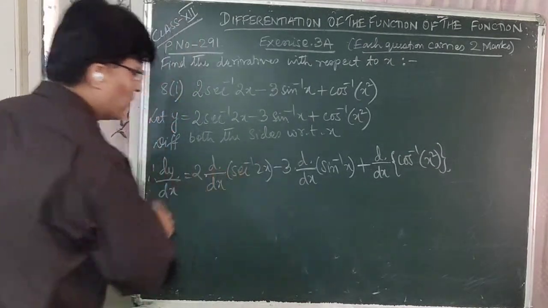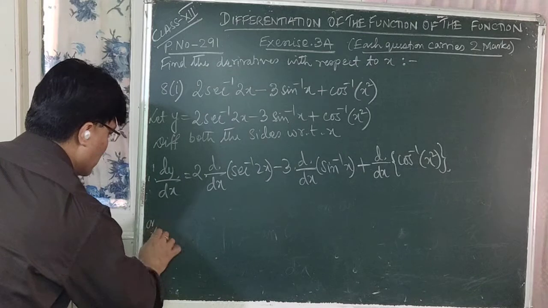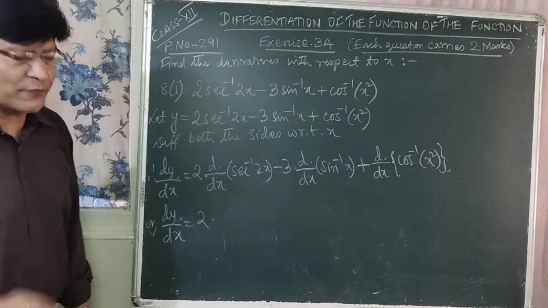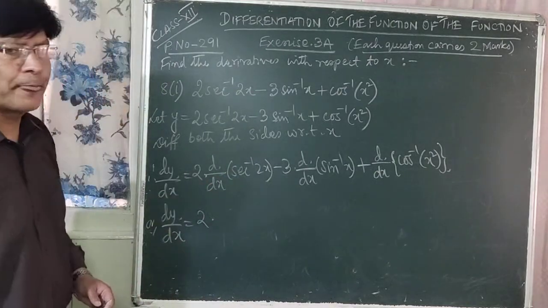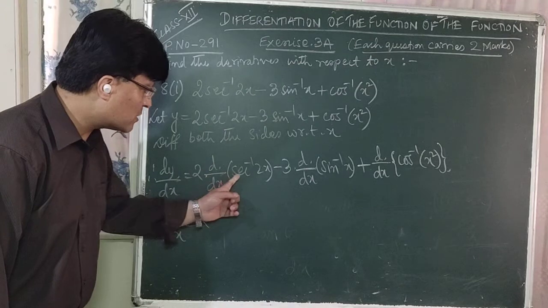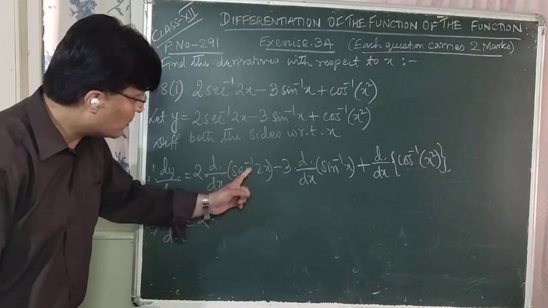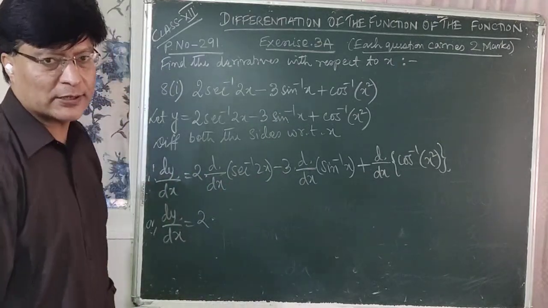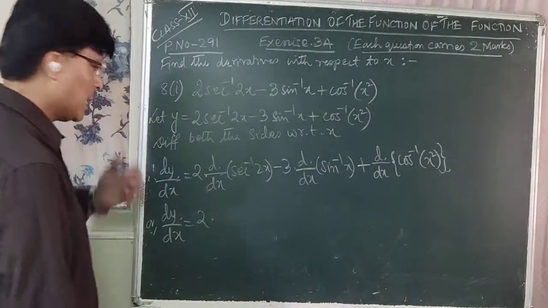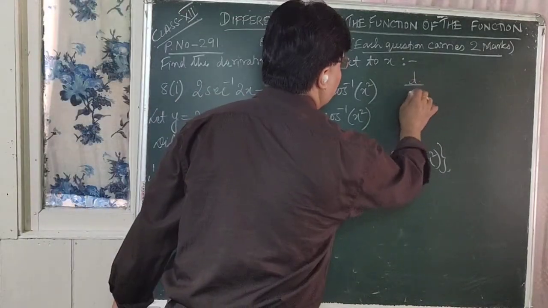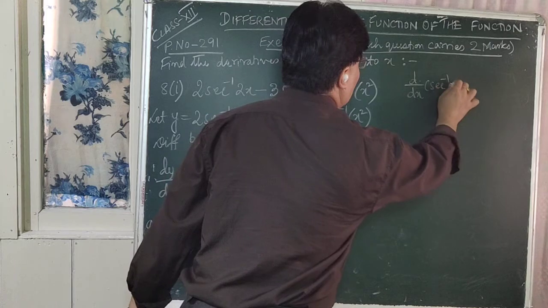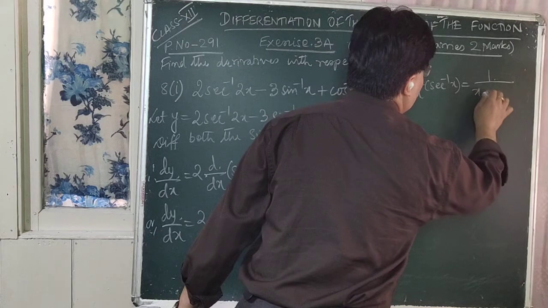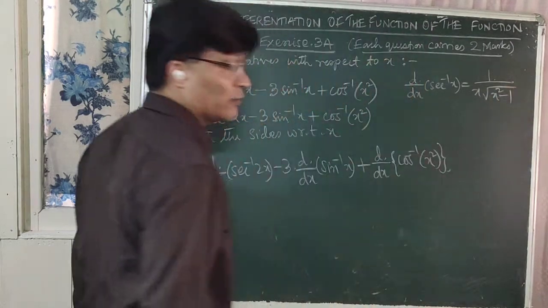Now how will you differentiate the first function, that is sec inverse 2x? dy by dx is equal to 2 into, now first of all it is given sec inverse, so you have to find out the differentiation of sec inverse x first. Which function is taken as x? 2x. So what is dy by dx of sec inverse x? You should know it. What is the formula? It is 1 upon x root over x square minus 1.